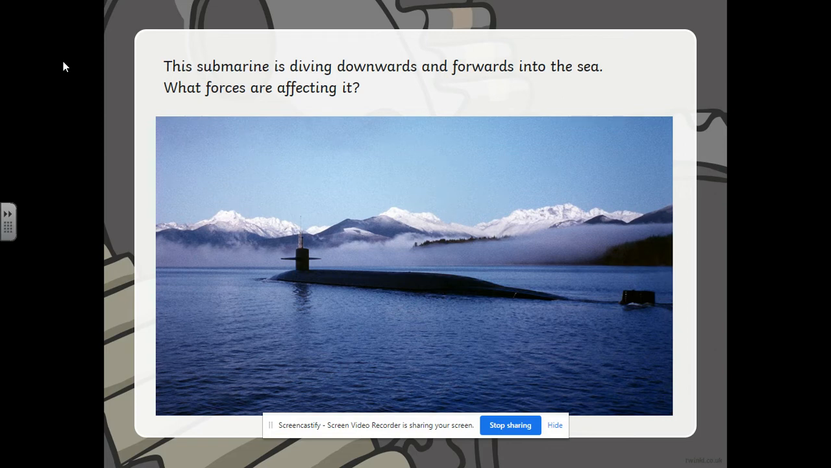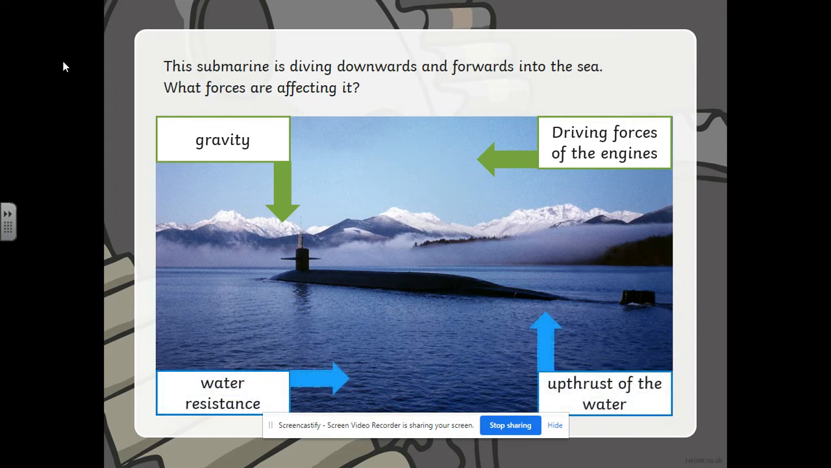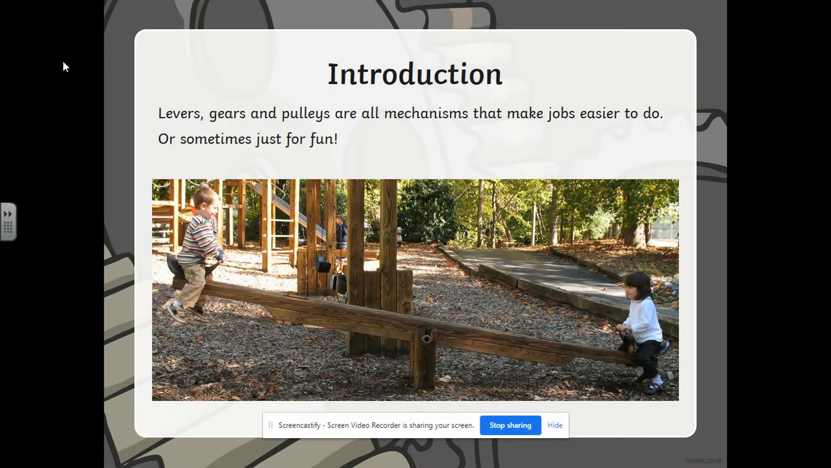This submarine is diving downwards and forwards into the sea. What forces are affecting it? Again, if you want to pause your video to have a think of the forces that are affecting the submarine. We've got the gravity again. We've got the driving forces of the engine, the upthrust of the water, and the force of water resistance, which is pushing against the submarine.